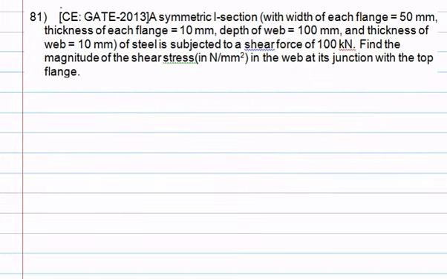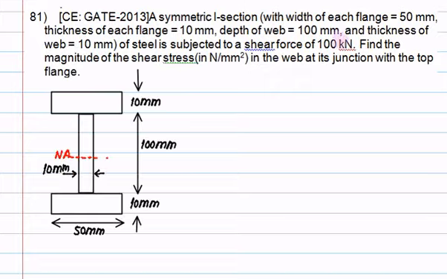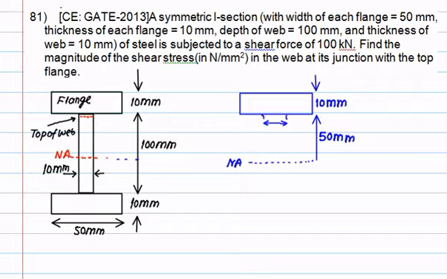So we have a symmetrical I section, every dimension is given and we want to calculate the shear stress in the web, not in the flange, at the top of the flange. So we have a width of flange of 50 by 10, depth of web 100 by 10, and this is symmetrical, so we have the same size on the flange. We want to calculate at exactly this section. What we are interested in, we'll draw it separately and we'll consider this area. So the area of this one is 50 by 10.